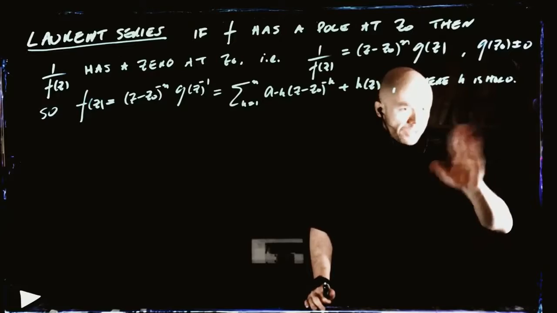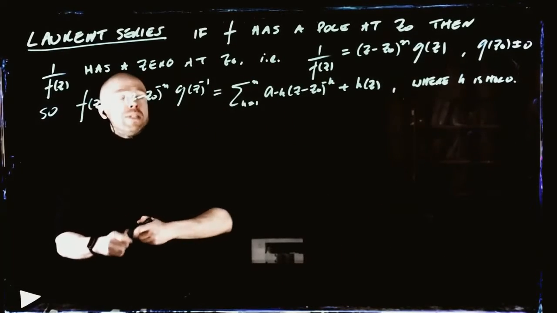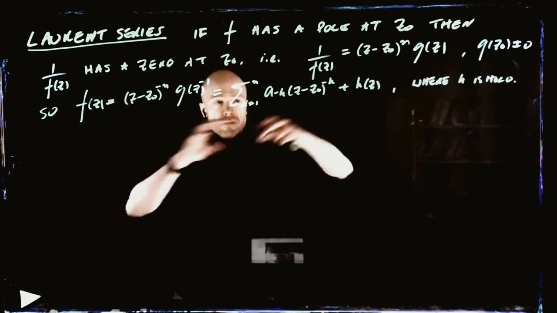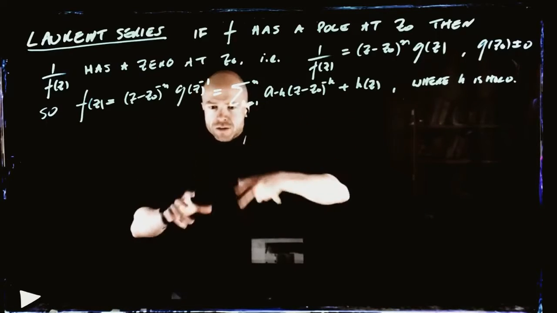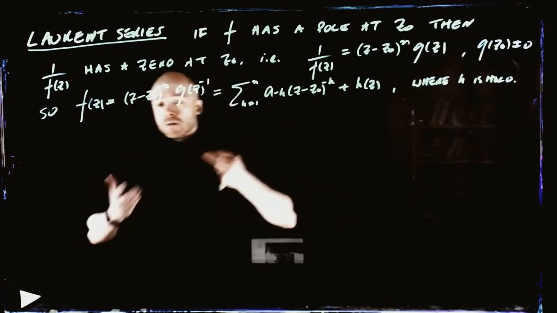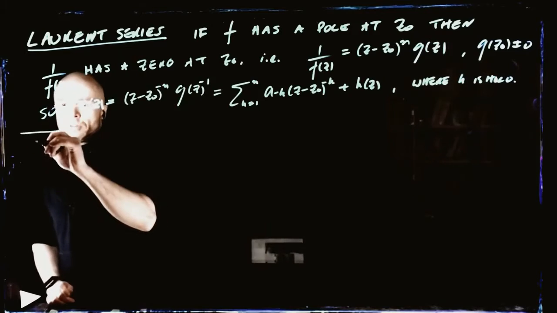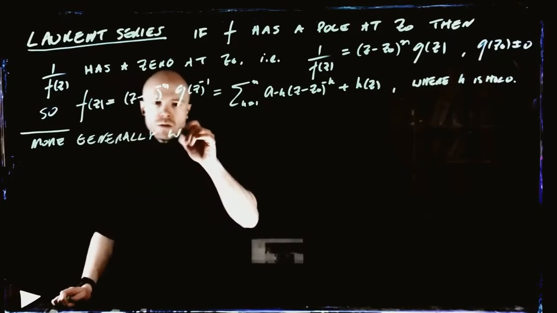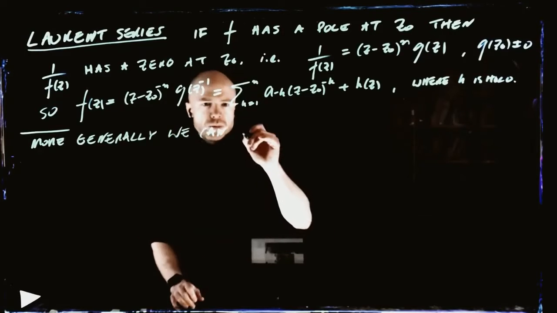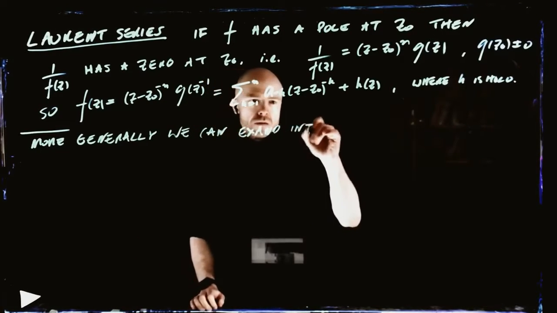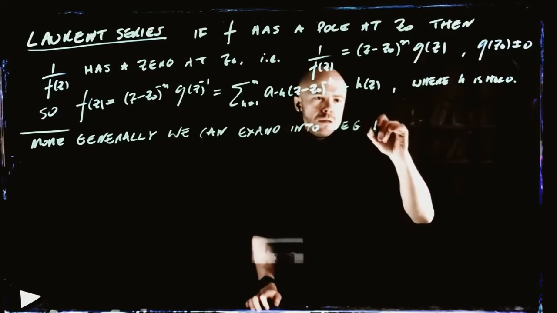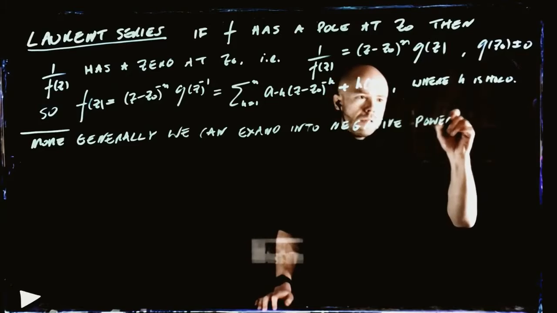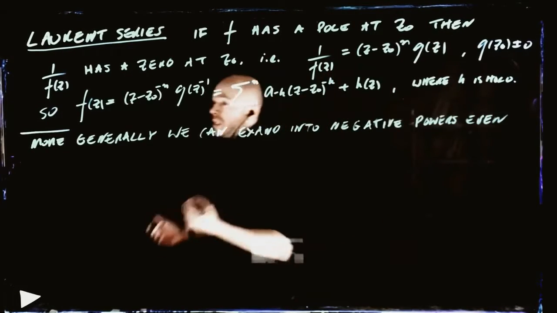It turns out, however, that we can actually expand even when we don't have a pole. We can expand, and we'll have a series with negative powers, and we'll have that holding true inside some annulus, where we can fit the annulus inside the domain where it's holomorphic, and that is called the Laurent series. Okay, so more generally, we can expand into negative powers even when we don't have a pole.